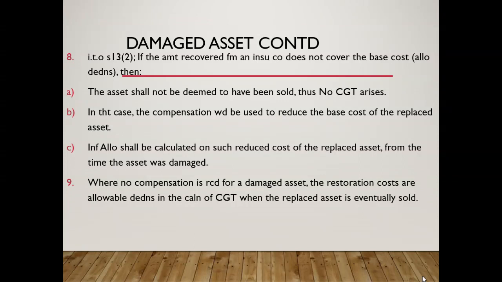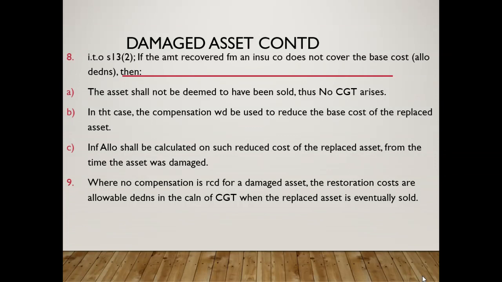That is the treatment. We take the compensation and deduct it from the cost. Let's say the compensation was 400, then we construct another asset for 600. That means the cost of the new asset will not be 600, it will be 200. We use the proceeds from insurance to reduce the cost of the replaced asset. That is the implication there.